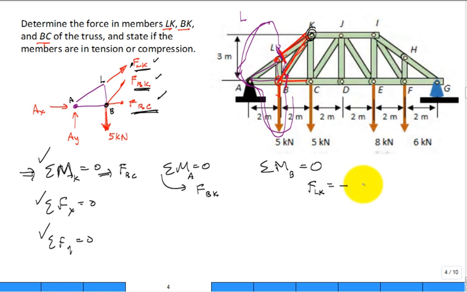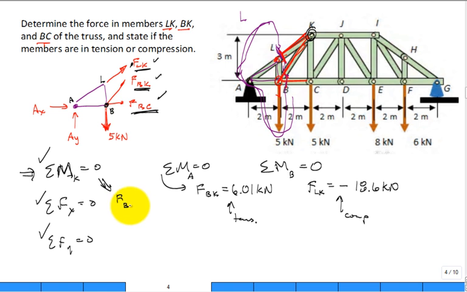This is going to be negative 18.6 kilonewton. What does that negative mean? L to K is in compression. B to K is 6.01 kilonewton positive, hence it's in tension. This is in compression. Let me draw it down here. That gives us force B to C, comes in at 11.6 kilonewton, and it's positive, so it's in tension.